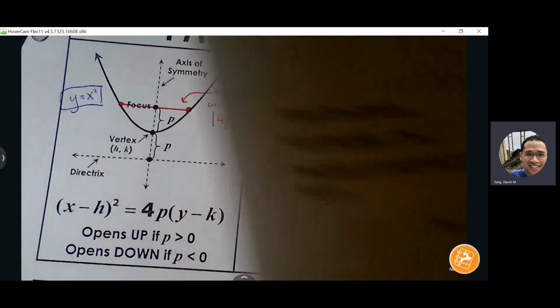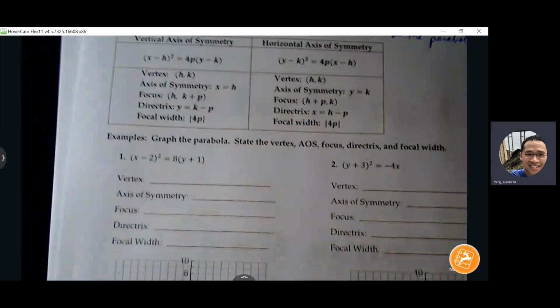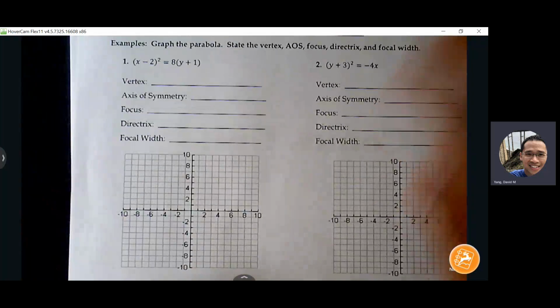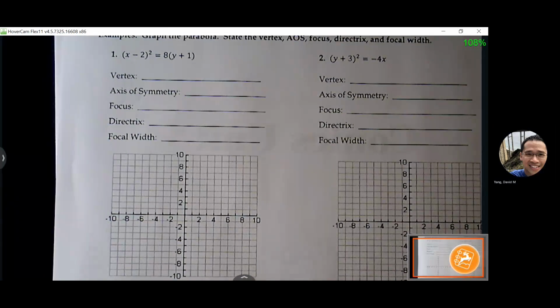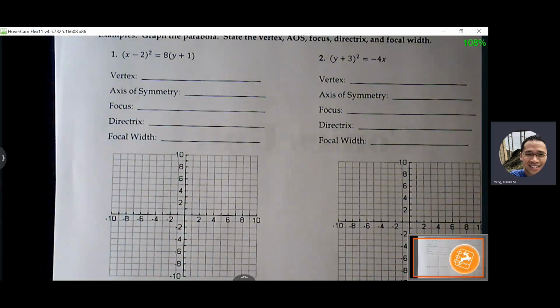Okay, so I think the best way is just to jump into the examples and try a bunch of problems. And I'll just point things out as we go along. Okay, so let's look at number one. We got x minus 2 squared equals 8 times y plus 1. Just by looking at the formula without knowing anything else, is this parabola going to open up or down, or is it going to be a left-right parabola?